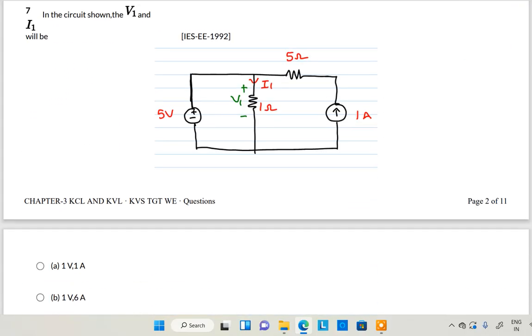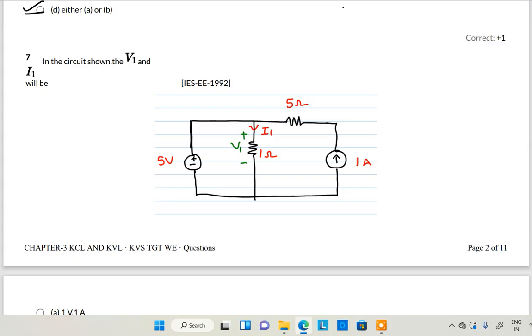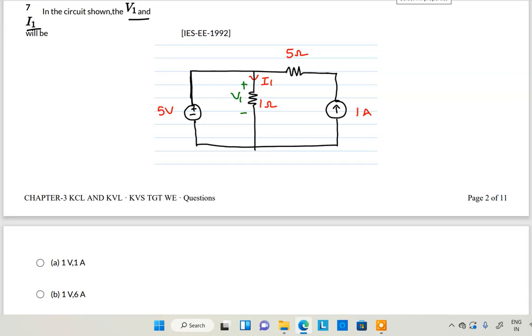Next we are moving to question number 7. In the circuit shown in the figure, V1 and I1 will be. You want to find out V1 and I1. It is easy to find out V1 and I1. This is the 5 volt source, right? Parallelly connected. Whenever parallel, the property of a parallel circuit is that voltage is constant. So voltage V1 is equal to 5 volt.